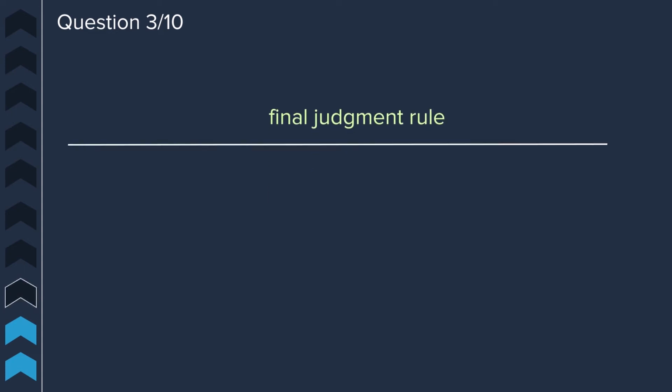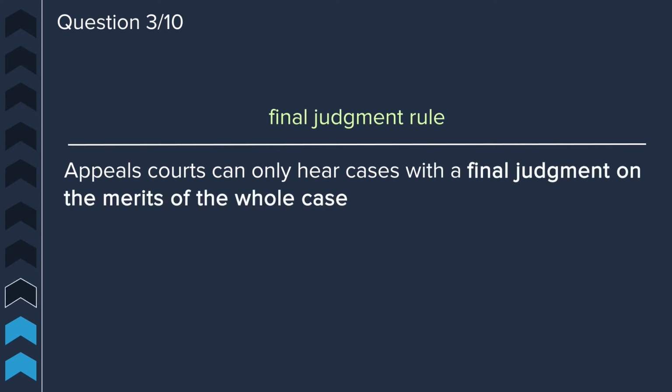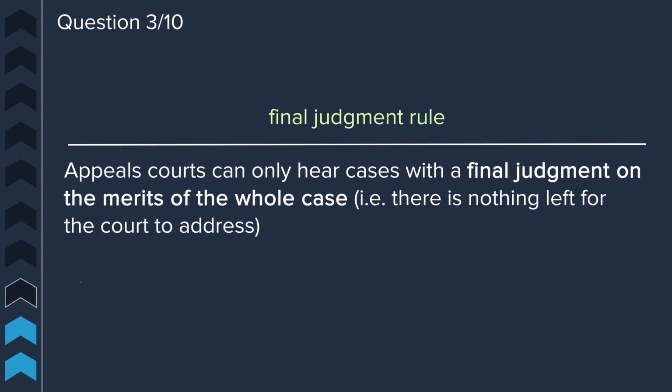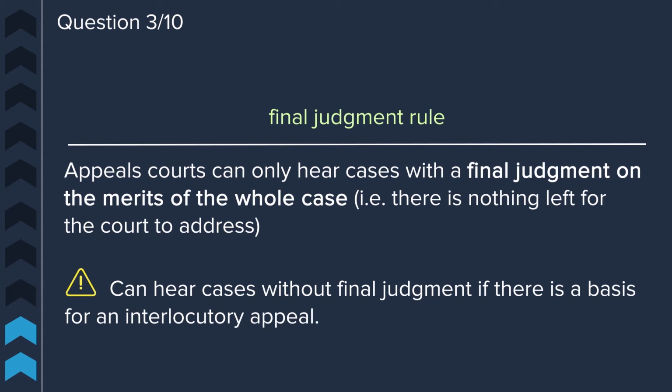Question 3. Define the final judgment rule. The final judgment rule states that appeals courts can only hear cases with a final judgment on the merits of the entire case. In other words, there's nothing left for the court to address. There is an exception. The appeals court can hear cases without a final judgment if there is a basis for an interlocutory appeal.